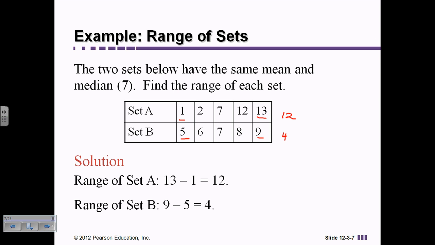So considering that they both have the same mean and the same median, since the first set, A, has a range that is 3 times as big as B, we would probably say that B is a more accurate representation of the data. Again, that doesn't necessarily mean that there's anything wrong with set A. It just means that set B might be a little bit more accurate in terms of the mean and the median.